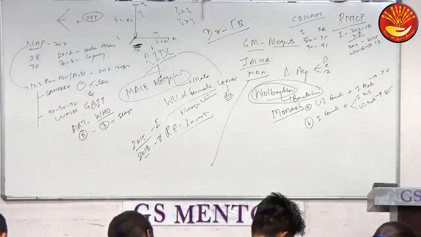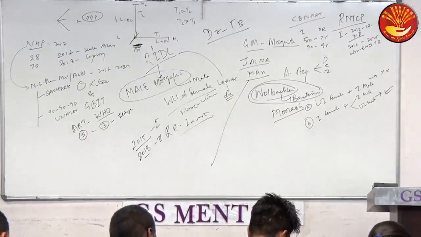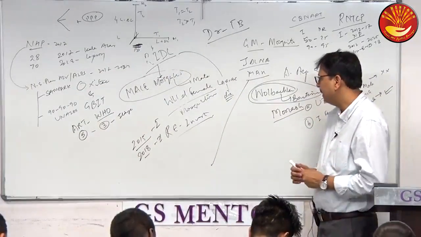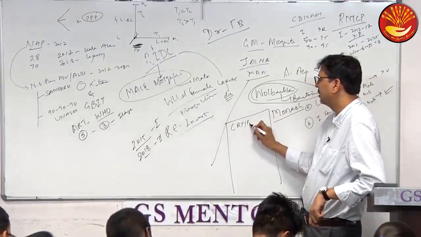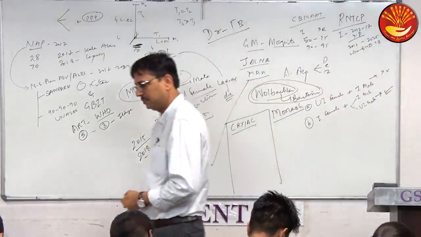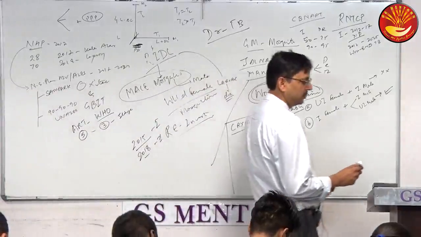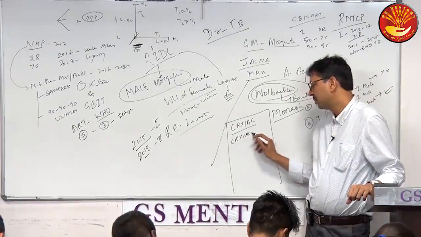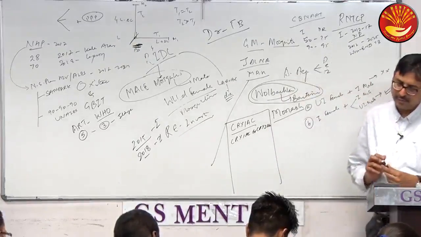In Bollgard 1, only one gene was taken from the bacteria. What is the name of the gene? Cry1 AC. I am writing here in the box, Cry1 AC. In Bollgard 2, two genes are taken from the same bacteria, Cry1 AC and Cry2 AB.